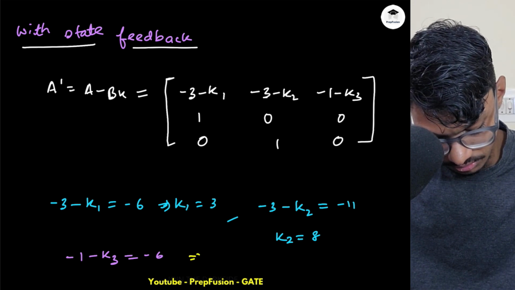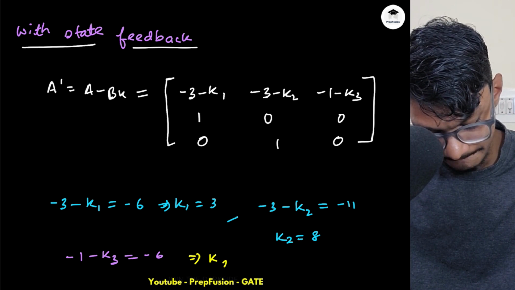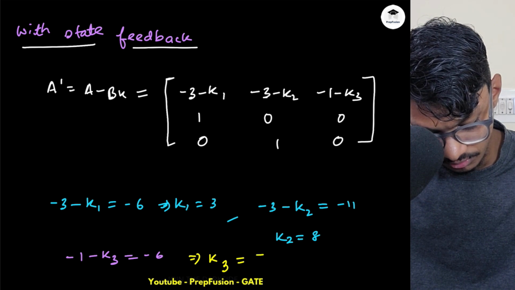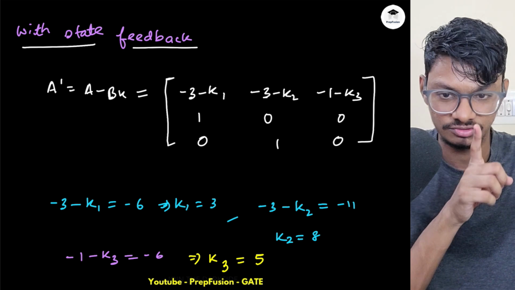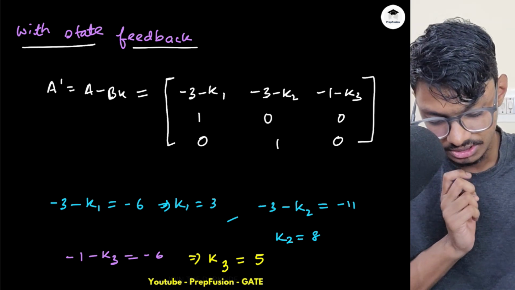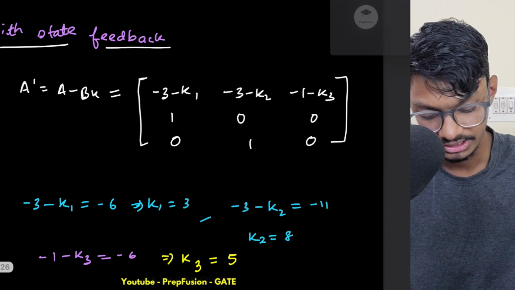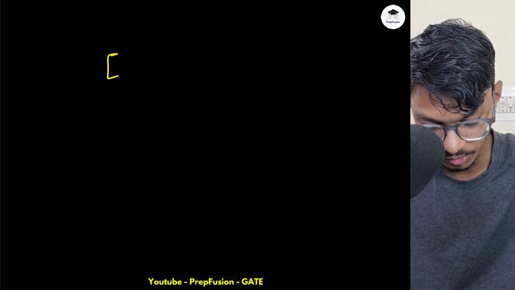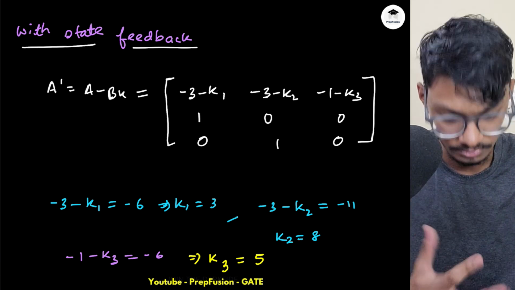So K3 equals 5. So I can observe, with just a single computation, just by solving one equation, I can directly solve for K1, K2, K3, and I can directly solve for the state feedback matrix that is required to change the pole locations to my desired pole locations.